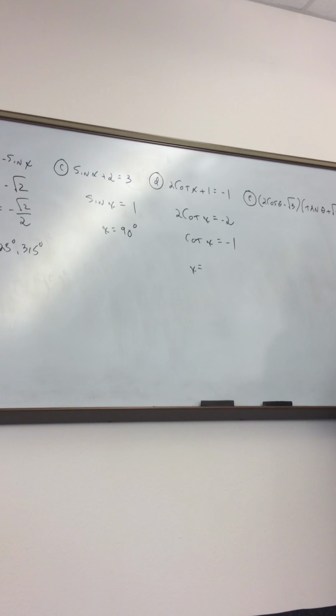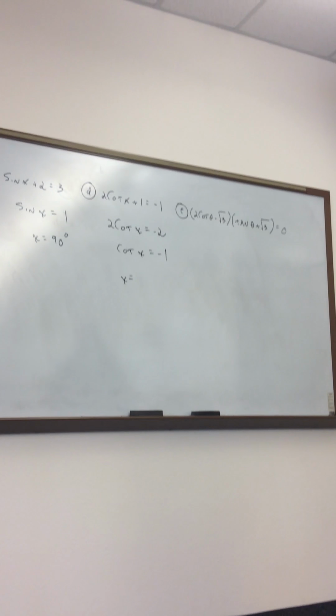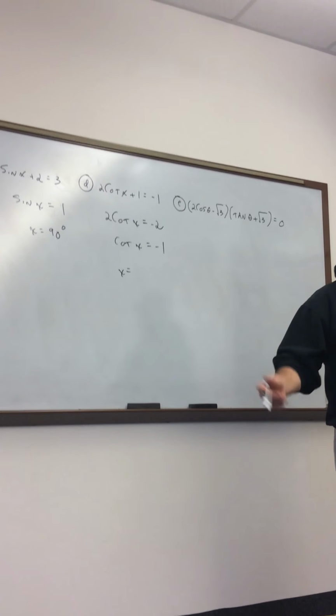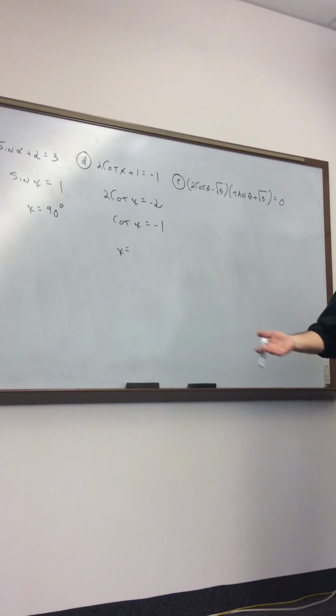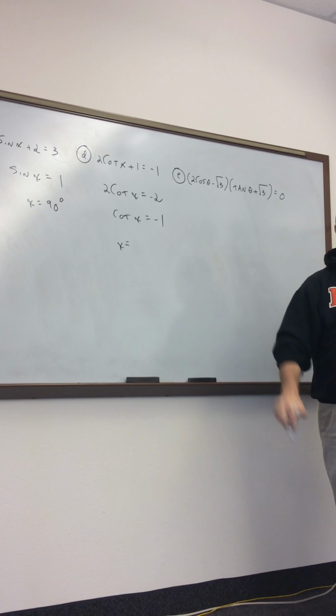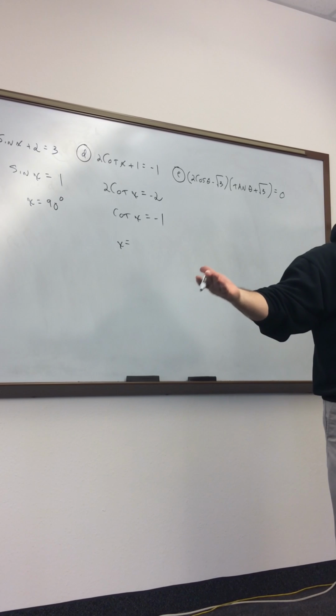You've got to know. I'm getting it. It's like a broken record. You got to know your special angles. If you know your special angles, this ain't hard. What's the angle for cotan? Actually, it's the same for tan, too. What's the angle for tan or cotan that has a value of 1? 45, right? Isn't the tan and cotan of 45 1?